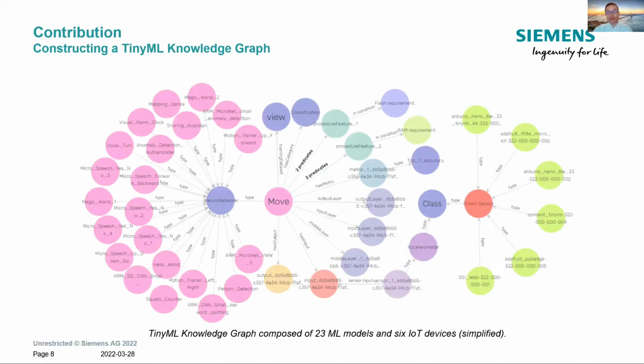To demonstrate the approach, we created a knowledge graph of 23 publicly available tinyML models and 6 IoT devices. And this is a very simplified illustration of the graph. As you can see, 23 ML models are shown on the left side. And one model is expanded in the center. 6 embedded devices are shown on the right side of the figure. We can see that the graph database offers advantages in presenting the relationships within a complex tinyML system, especially the relationships between the devices and ML models.